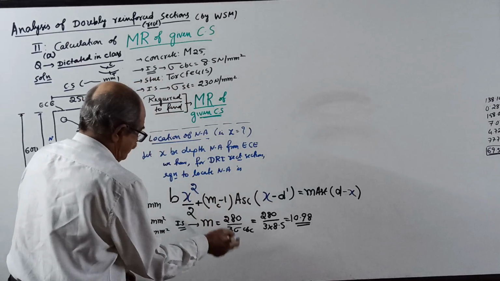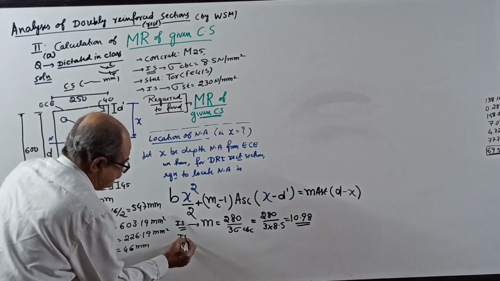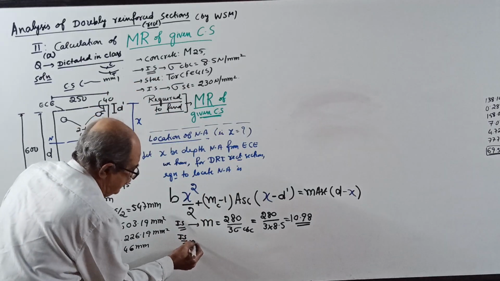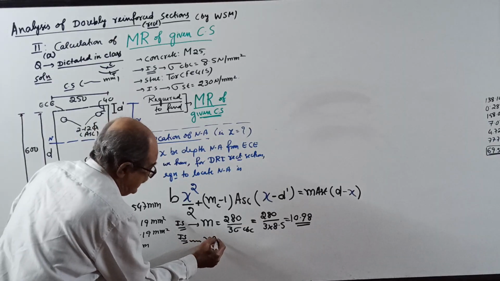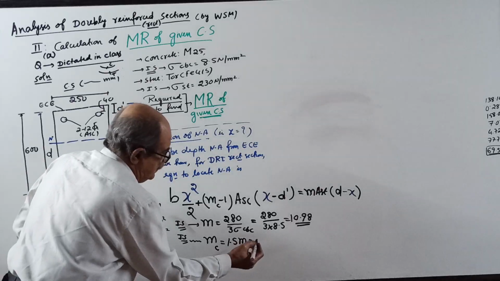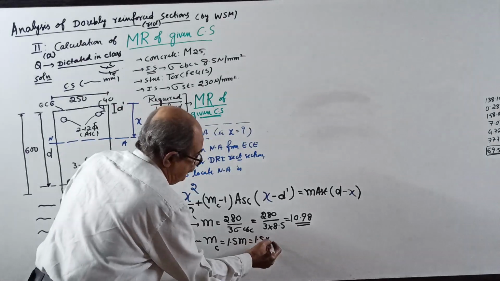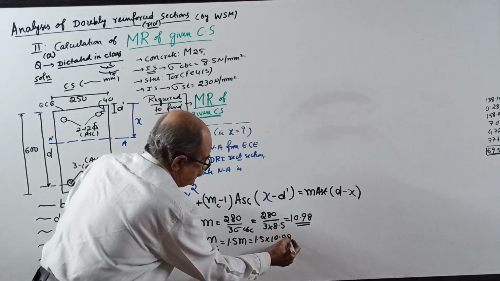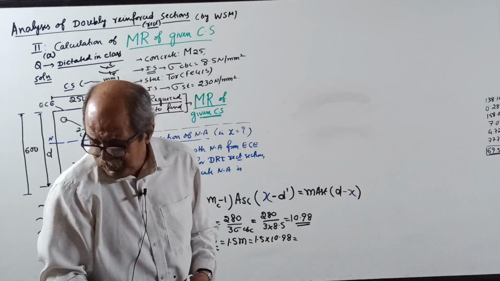Okay, we got m. Then write, again as per IS code, modular ratio on compression side, mc, equal to 1.5 times m, equal to 1.5 times 10.98. This value I don't remember now, I will calculate, no problem.